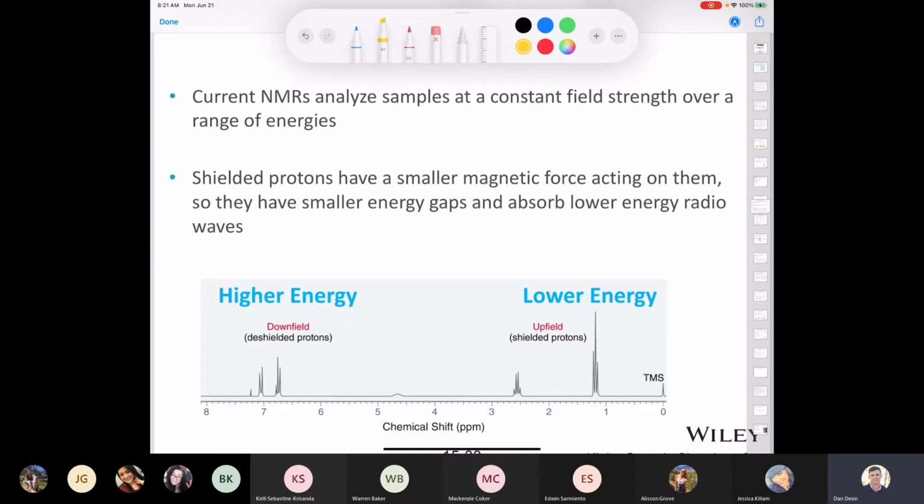So current NMRs, what we do is that we maintain a constant field strength, and we vary the energies. We vary the range of frequencies with which we subject the sample.